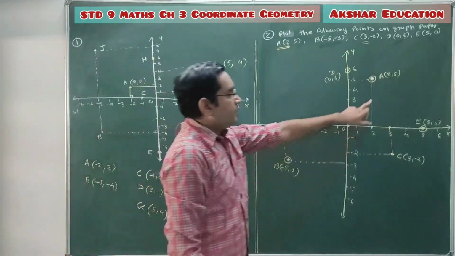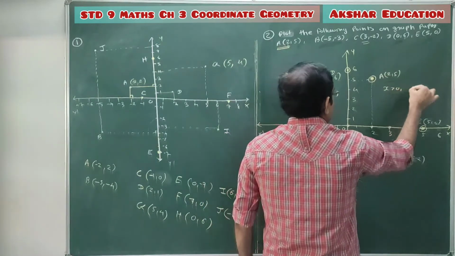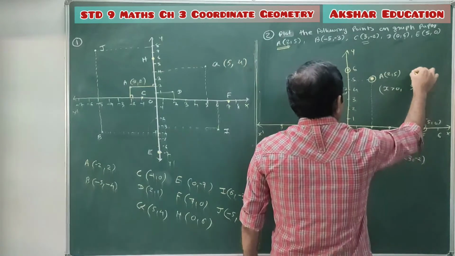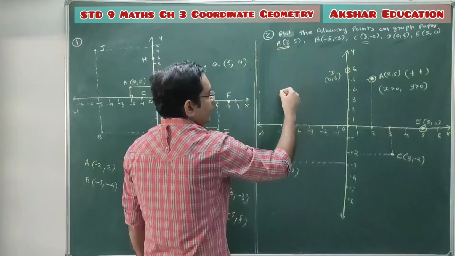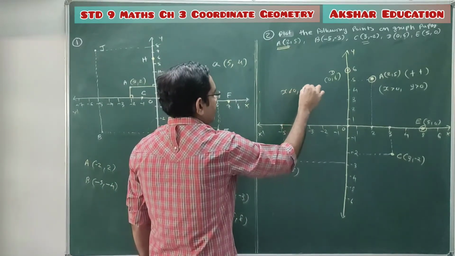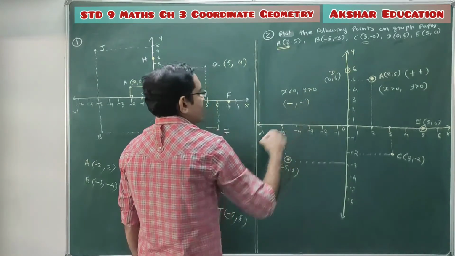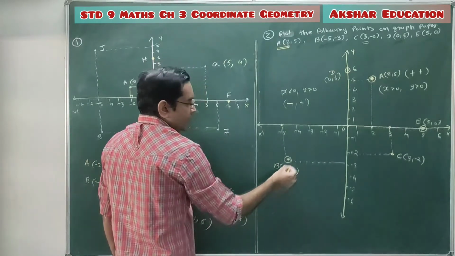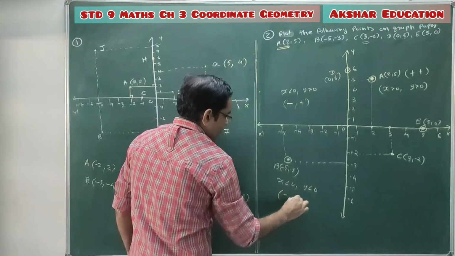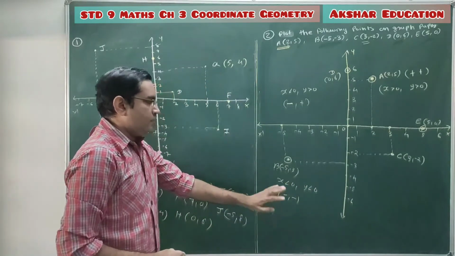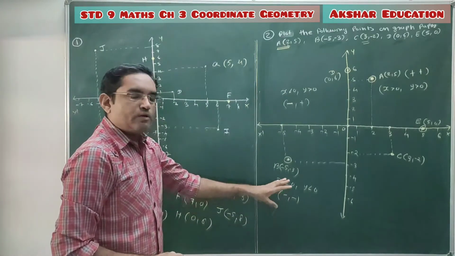Now check this side. Here point 2, 5 lies in the first quadrant, so its x coordinate is always greater than 0 and y coordinate is always greater than 0. Here coordinates are in plus sign. Any point that lies in the second quadrant has x coordinate less than 0 and y coordinate greater than 0, so the signs of coordinates are minus, plus. Here this point B lies in the third quadrant, so its x coordinate is less than 0 as well as y coordinate is less than 0. So both coordinates are minus: 5, minus 3. Any point that lies in the third quadrant has x coordinate and y coordinate both negative.